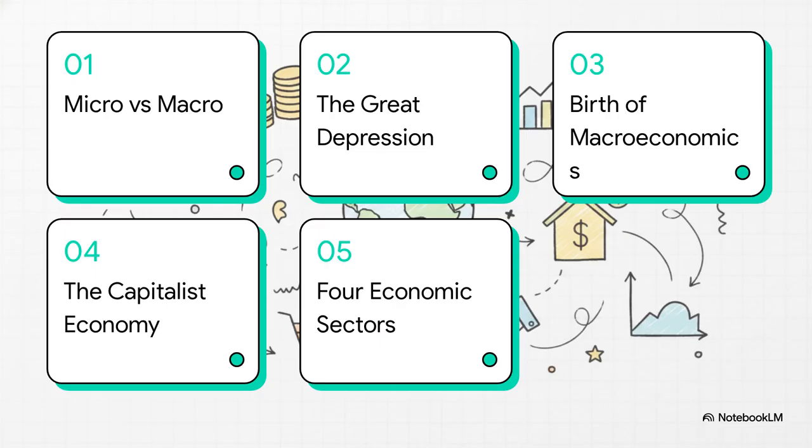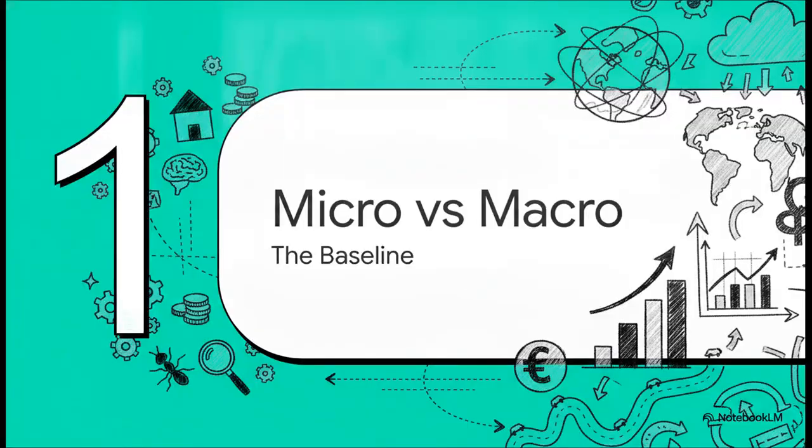First, micro versus macro. Second, the Great Depression. Third, the birth of macroeconomics. Fourth, the capitalist economy. And finally, the 4 sectors of the economy. Let's dive right in. Section 1. Micro versus macro. Because to really appreciate the macro, we first have to respect the micro.